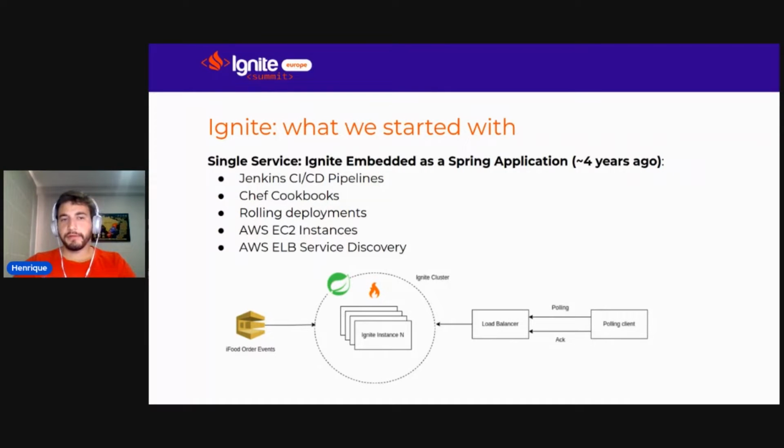It was using at the time as infrastructure Jenkins CI/CD pipelines for deployments and Chef cookbooks. It was using rolling deployments for the updates of the application. The services would run on AWS EC2 instances and AWS ELB. It was using an implementation that we had on AWS ELB Service Discovery.